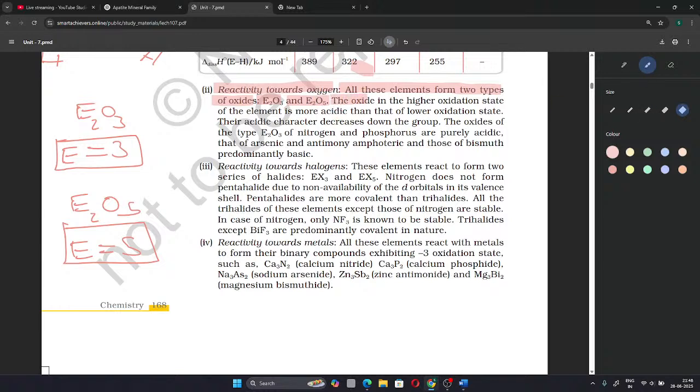The oxide in the higher oxidation state of the element is more acidic than that of the lower oxidation state. Their acidic character decreases down the group. This happens because higher oxidation states are not common in heavier elements. This is in p block elements. I will write a note.